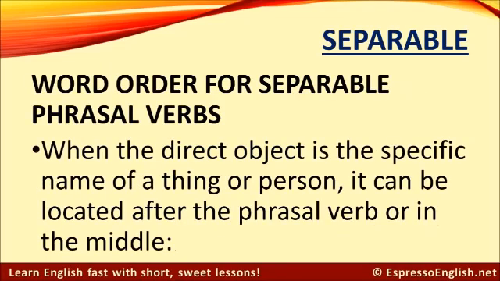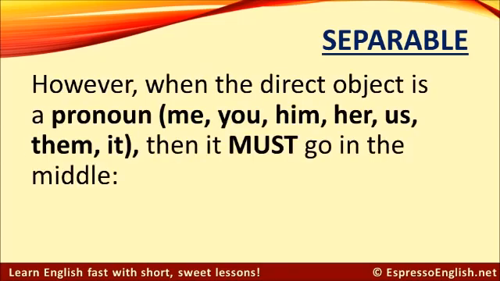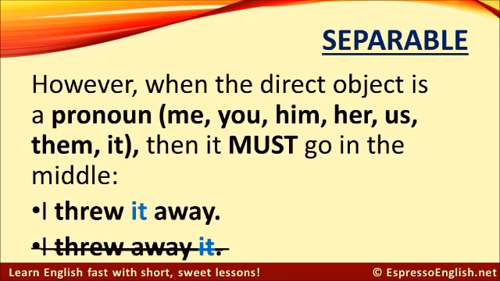There's an important detail about the word order for separable phrasal verbs. When the direct object is the specific name of a thing or person, it can be located either after the phrasal verb or in the middle. For example, I threw away the old pizza, and I threw the old pizza away. Both are correct. However, when the direct object is a pronoun like me, you, him, her, us, them, and it, then it must go in the middle. So you can say, I threw it away. But don't say, I threw away it.